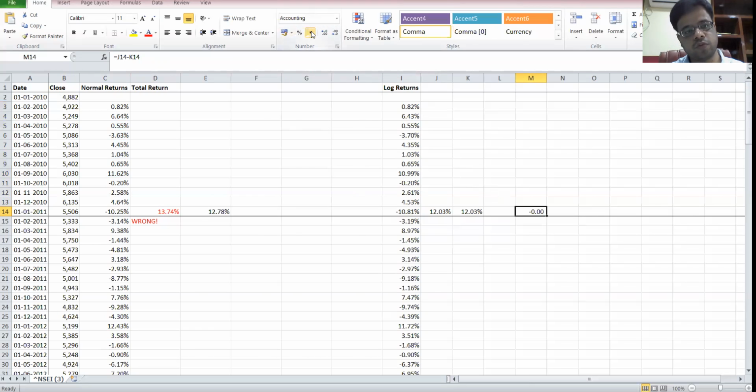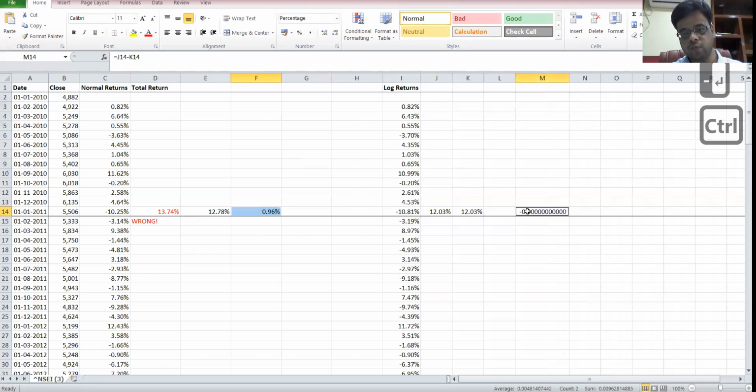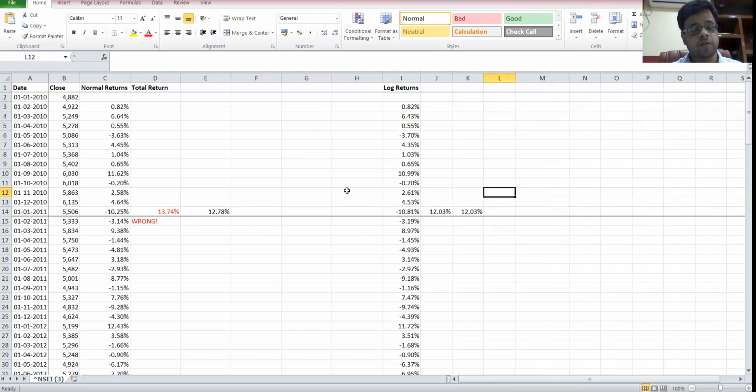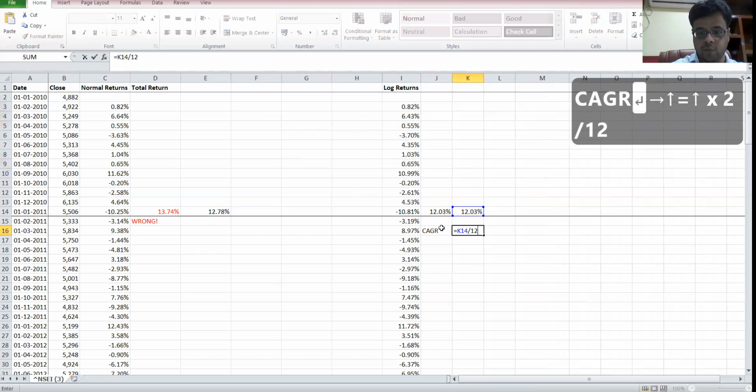If I am to use the normal return, you can see the differences here. Whereas in this case, the difference is this much. So that's one of the advantages of the log function. The second advantage is the calculation of CAGR. Since the log function returns are additive in nature, my CAGR is simply this divided by 12.